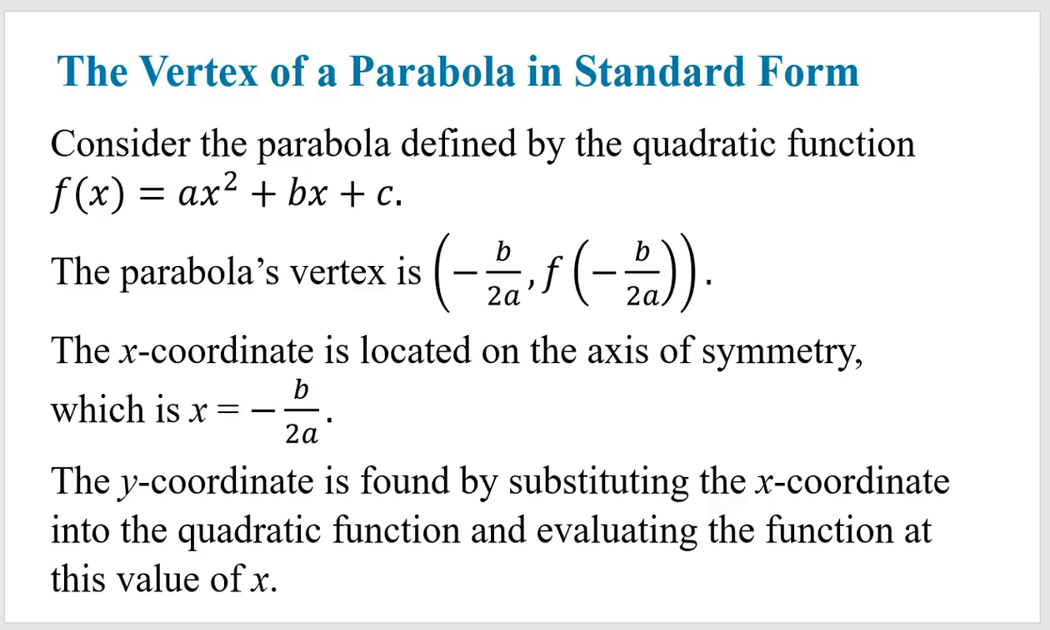Now, if they give you the parabola in standard form, it's a little bit more difficult. You actually have to find it. So the parabola's vertex is going to be, the x value is going to be -b/2a. So you will find that value first. That will also be your axis of symmetry, -b/2a. And then you will plug that value into the function to find your y value. So a little bit more labor intensive, but still very doable.